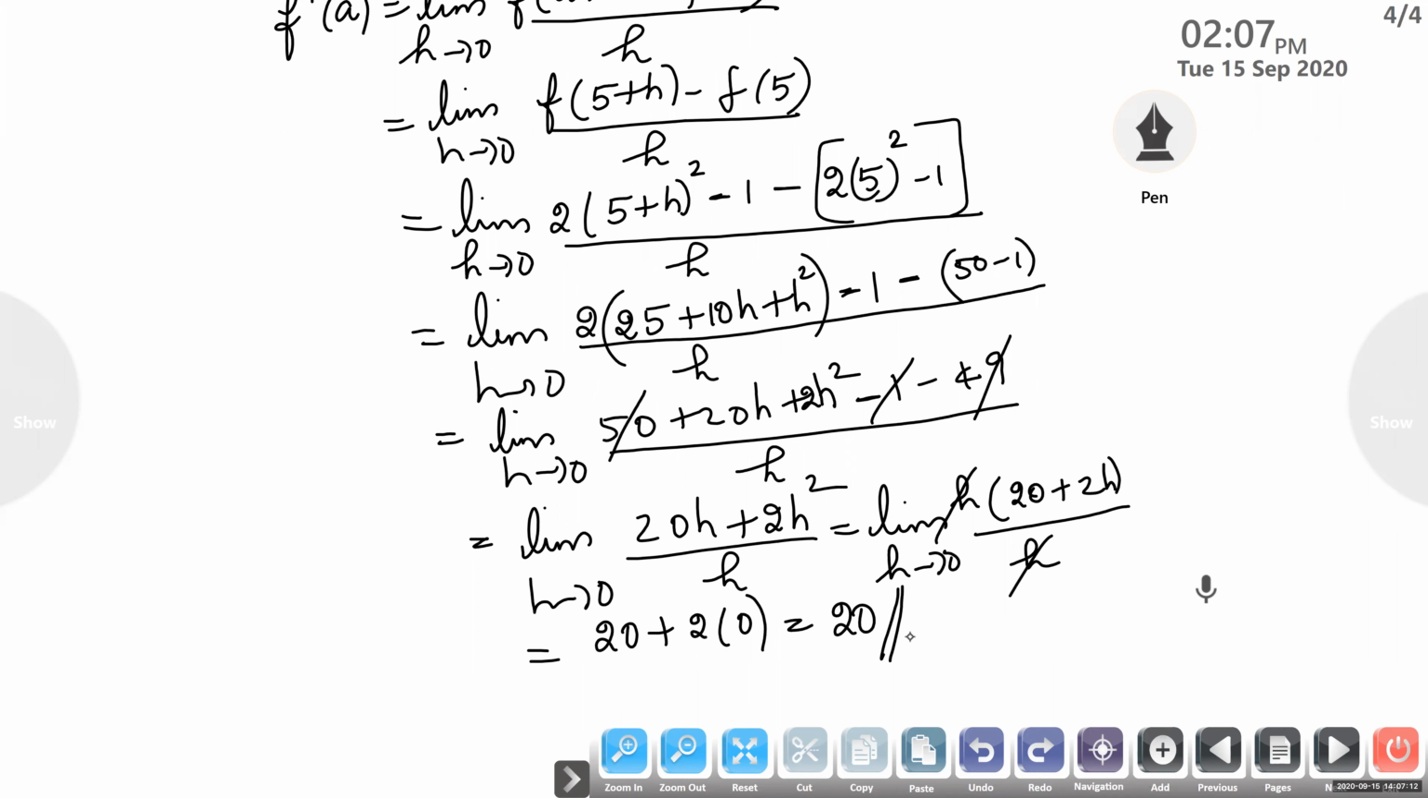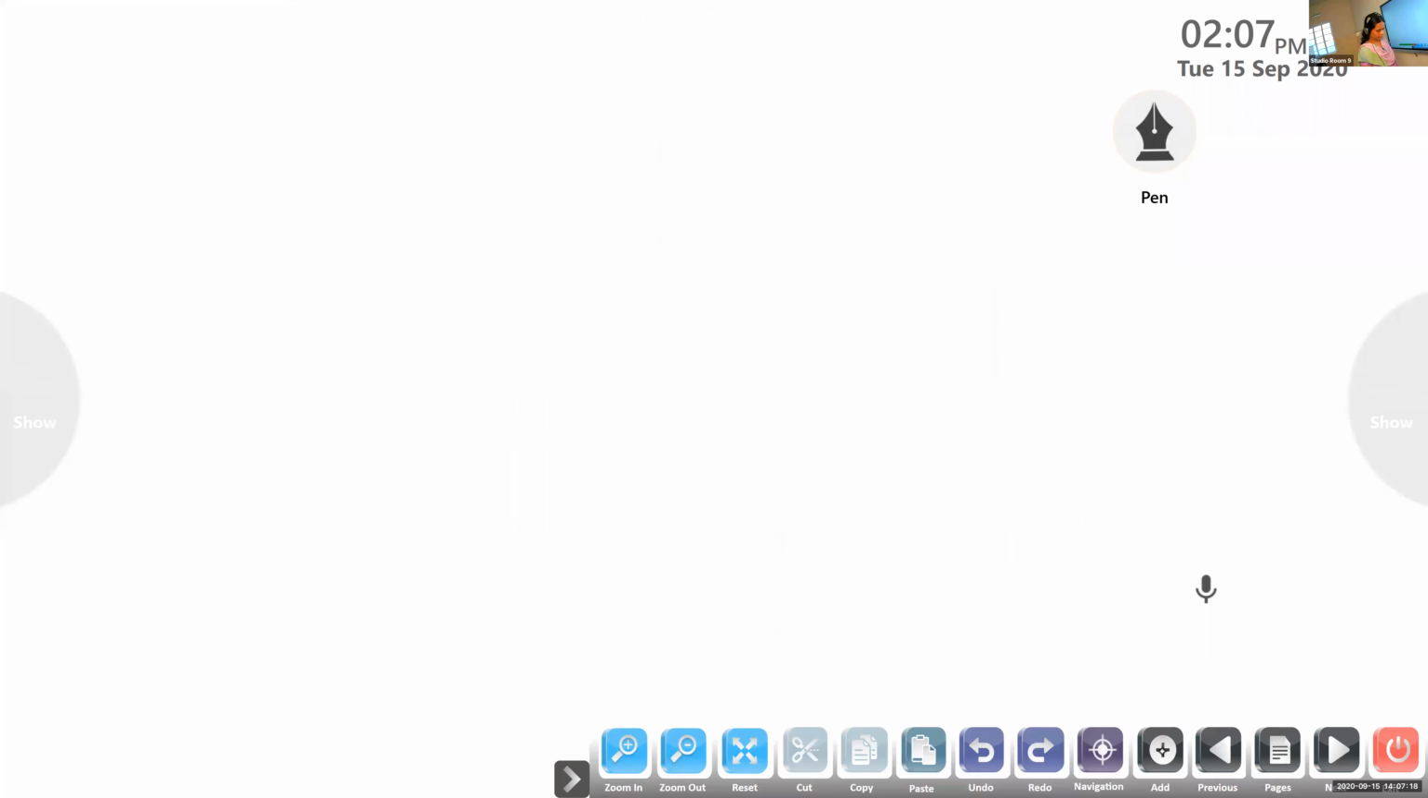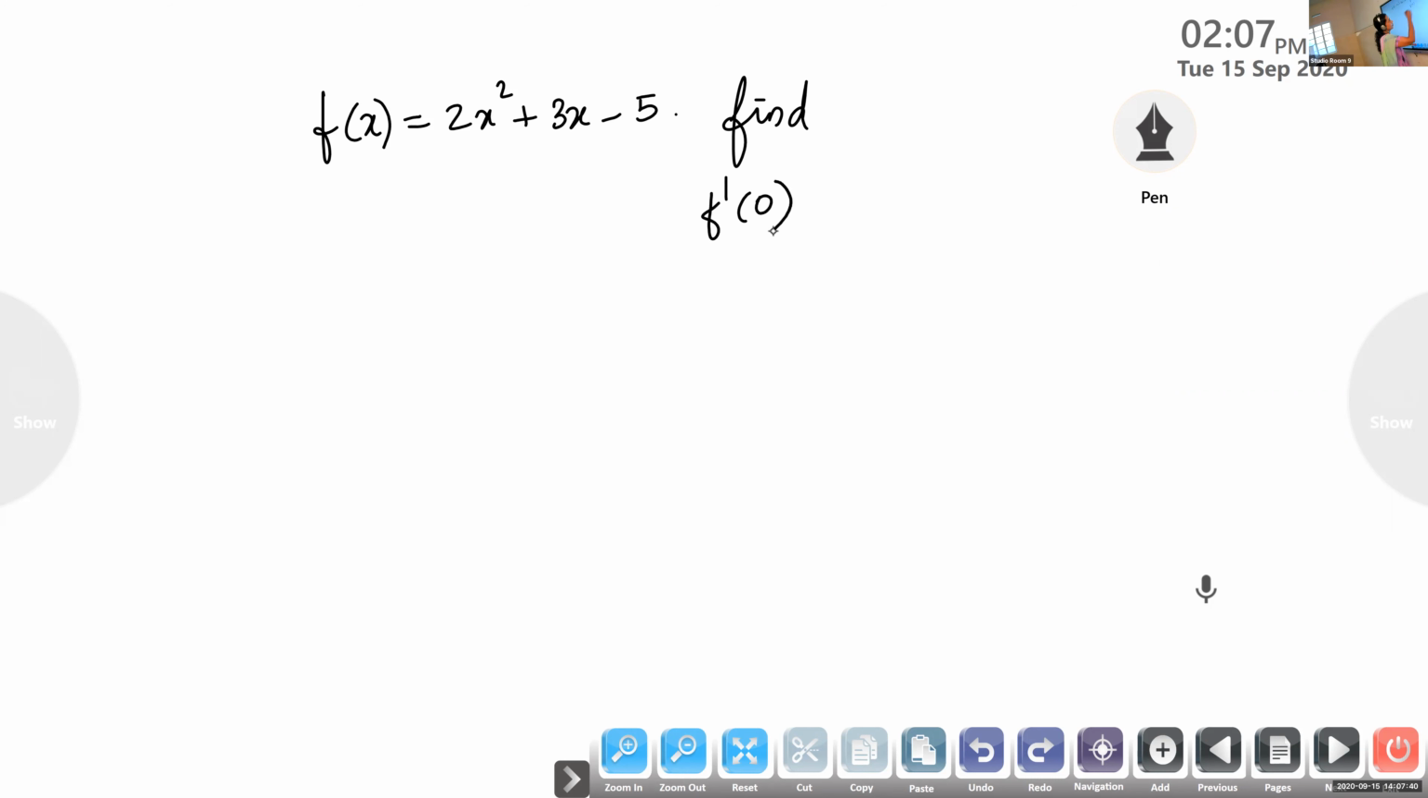Okay, now write the next one. f of x is equal to 2x square plus 3x minus 5. Find f dash of 0 plus 3 into f dash of minus 1.